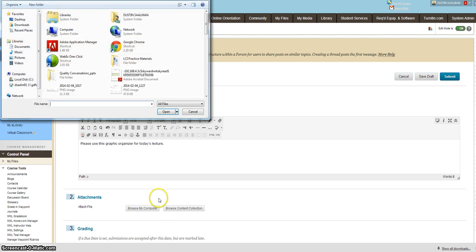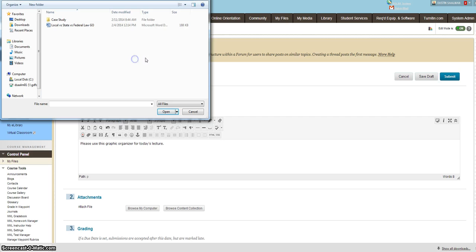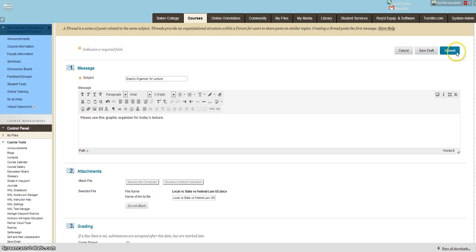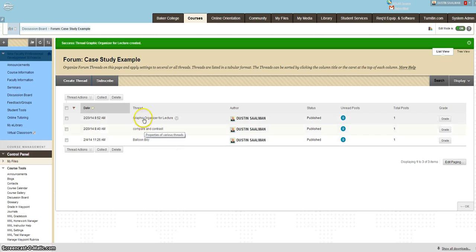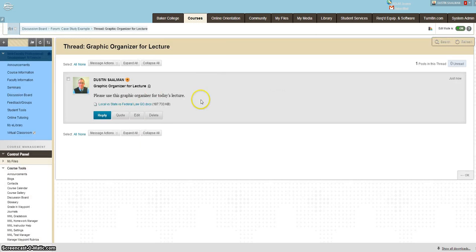And then we can just attach it by clicking the browse, finding it, and I'm going to apologize, there we go. And then this would allow students to be able to access this graphic organizer and download it prior to the lecture. You could provide it other ways via email or even possibly under one of the seminars, but at any rate, this is how you could utilize it within Blackboard.